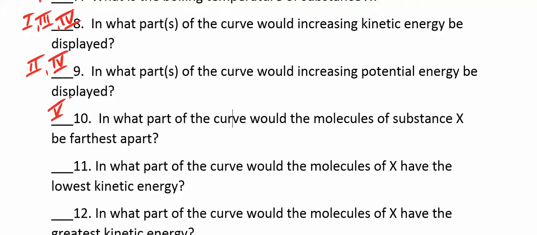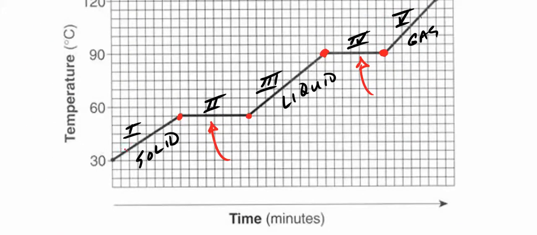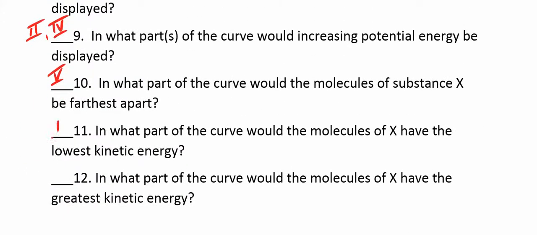And in what part of the curve would the molecules of X have the lowest kinetic energy? Well, their lowest kinetic energy on average is going to happen when it's a solid, and that happens here at Roman numeral 1. So for that one, we're going to write Roman numeral 1, just like that.